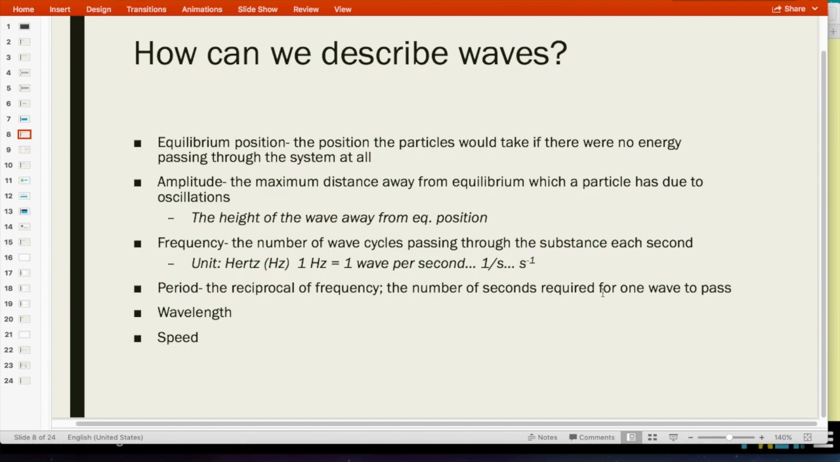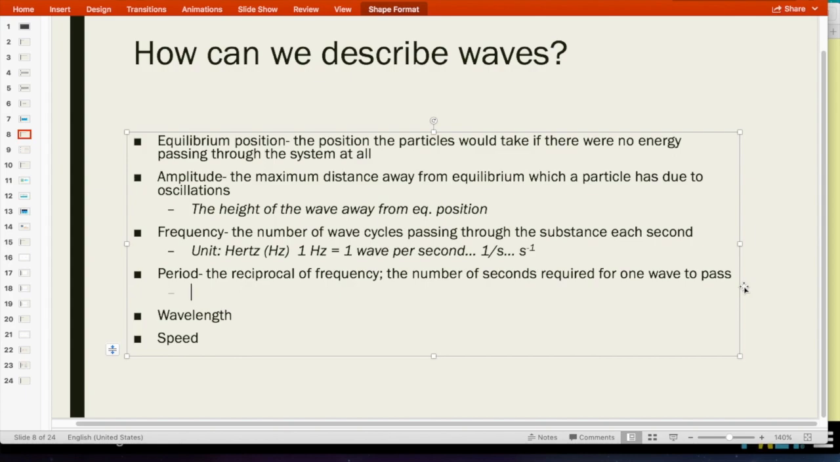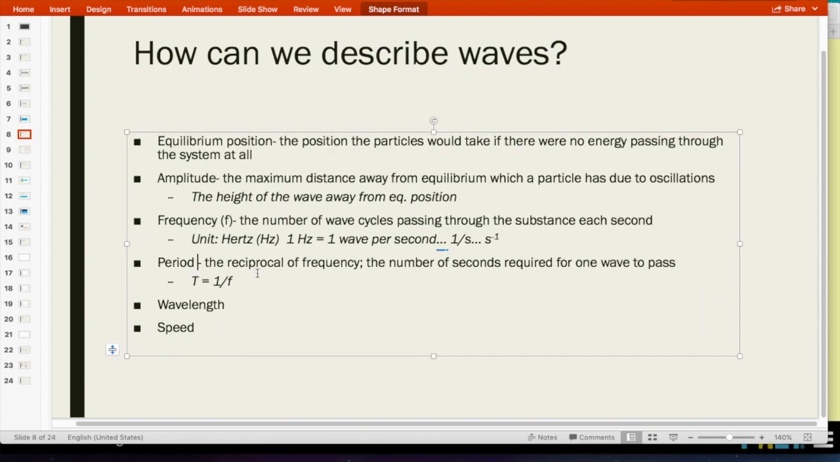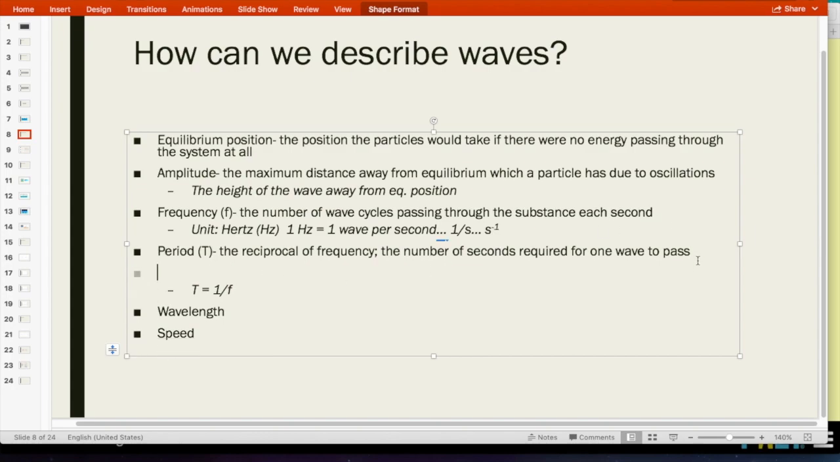So we can get an equation for period. Period is given by capital T, that's the abbreviation for period. And period is always going to equal 1 over f, 1 over the frequency. Frequency, by the way, is abbreviated with an F. Period is abbreviated with a T. And what unit do we use to measure period? We use seconds, right? Because it's time. How much time does it take? So frequency and period are very closely related to each other now.